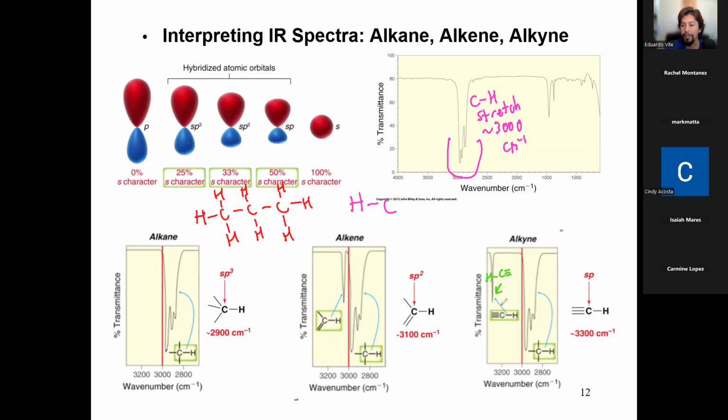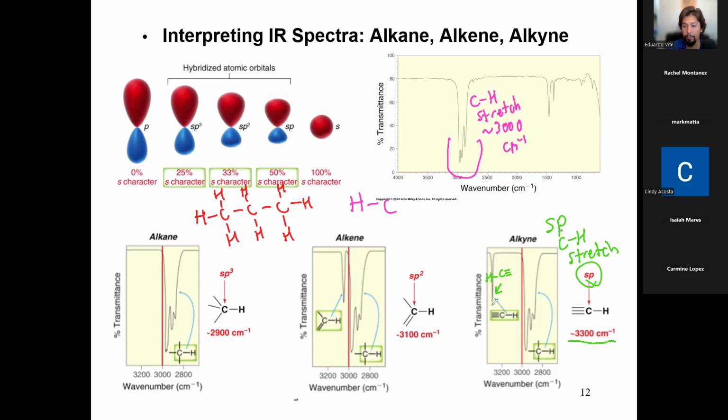This is a CH peak right there. And if you have a triple bond, your hybridization is sp. So this is an sp CH stretch. And it's a triple bond, so the wave number should be stronger. And yes, it has a value of around 3300.